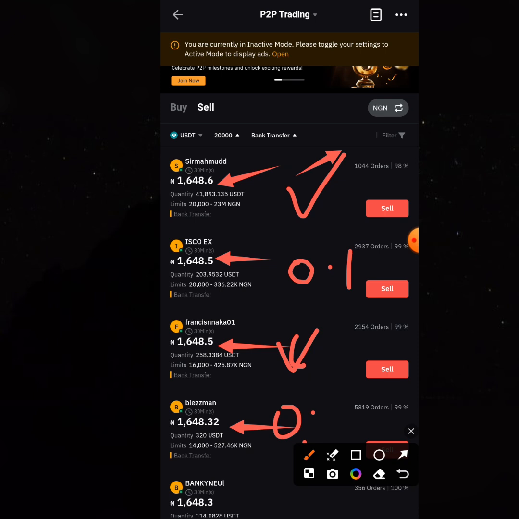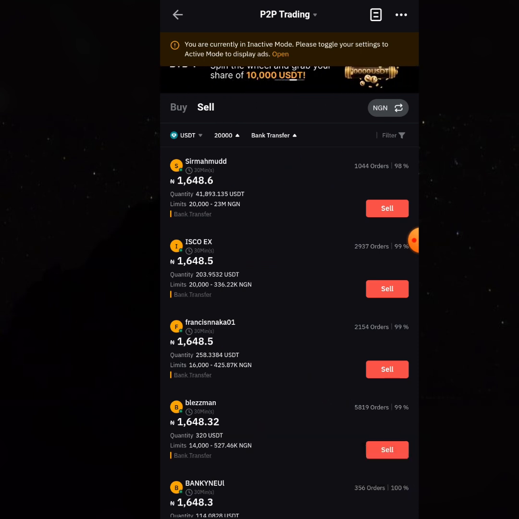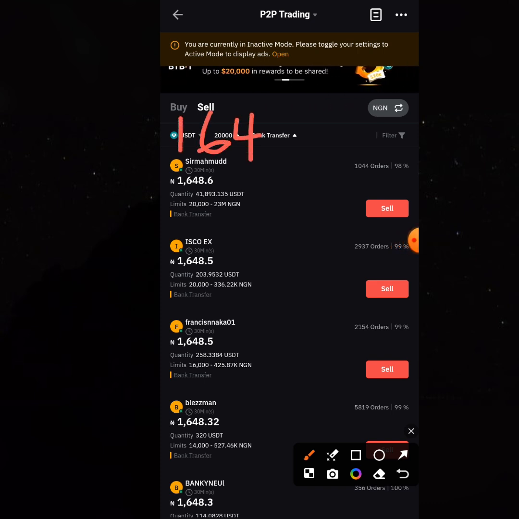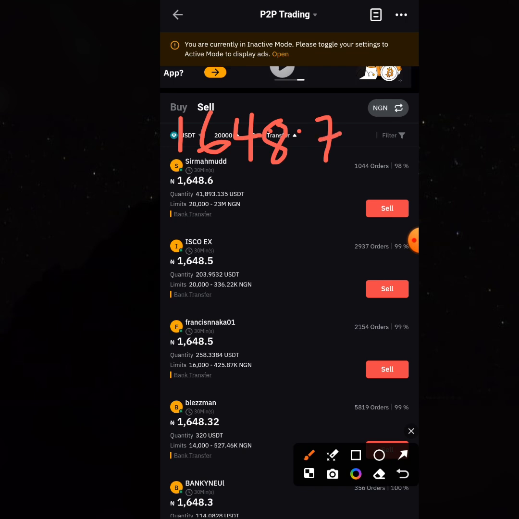Let's call it 1.8. Okay. Now, please don't pass your neighbor by so much just because you want to be at the top. For example, if you want to set your own ad, just set it at 1648.7. So you'll be at the top. You'll be ranking at number one.